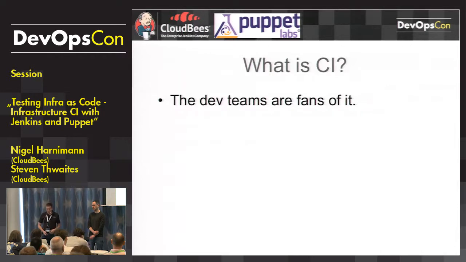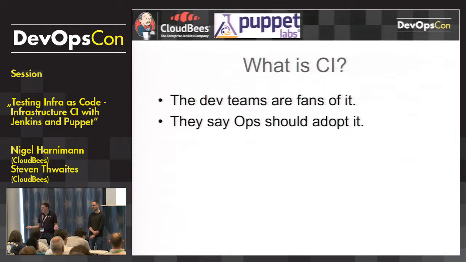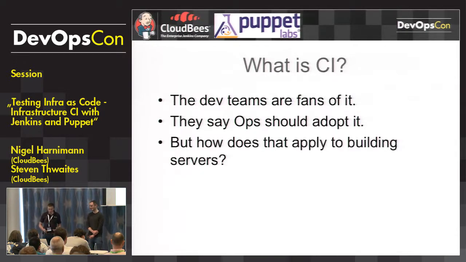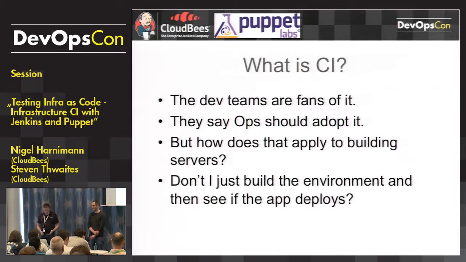So, the dev teams are a fan of CI, and they say that ops should be doing it as well. Okay? I think that's probably a phrase everyone hears. But how does that apply? Don't I just build it by hand and test it? Well, not today. That's not how we do it.